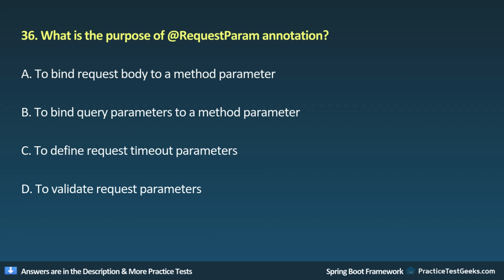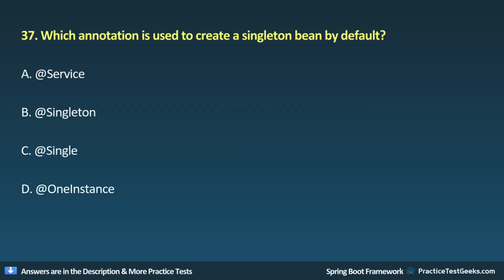A. To bind request body to a method parameter. B. To bind query parameters to a method parameter. C. To define request timeout parameters. D. To validate request parameters. 37. Which annotation is used to create a singleton bean by default?